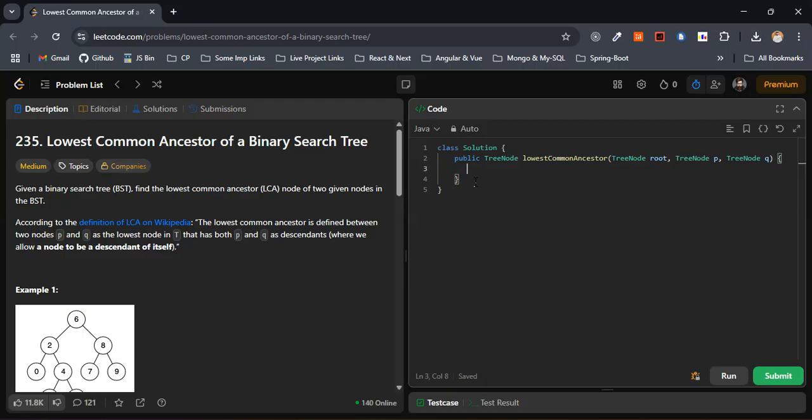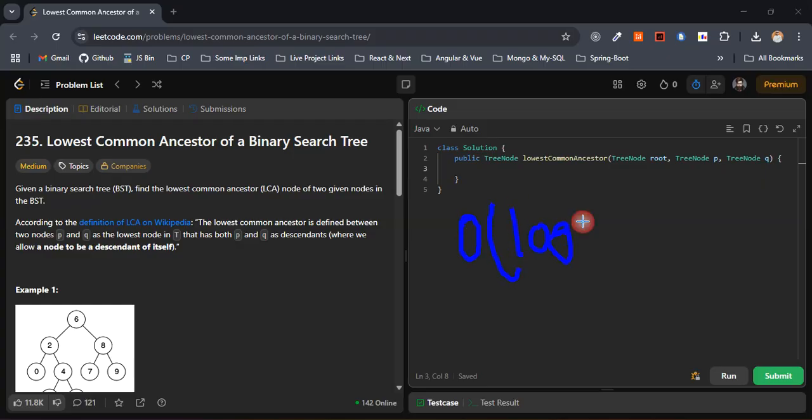We have already discussed the approach, right? So now we have the understanding of the question, and we have also discussed the approach accordingly. Now, before writing the code, let's discuss the complexities. One thing I want to tell you here is we will not be going with recursion. Instead, we'll be going with iteration, as this is a binary search tree.